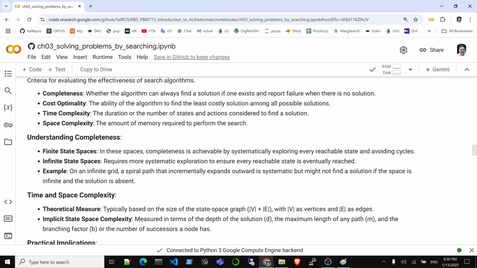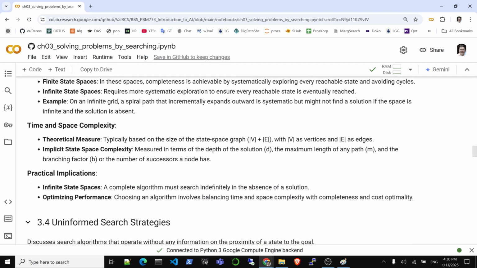So again, time-space complexity. You will have some sort of space graph. Of course, it will involve the number of vertices, number of edges. So probably something cubic, probably, maybe quadratic, maybe.